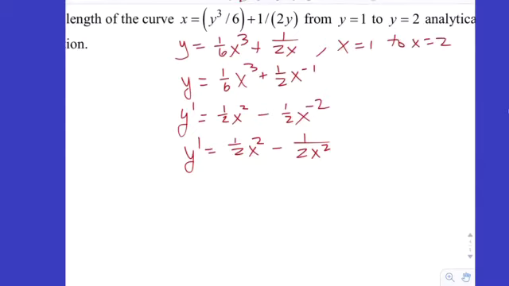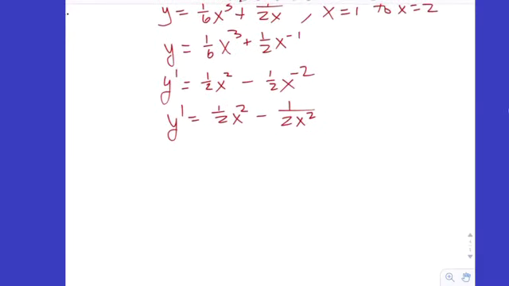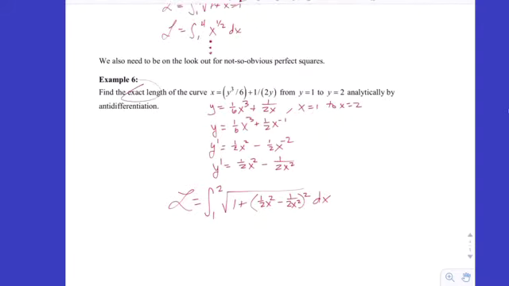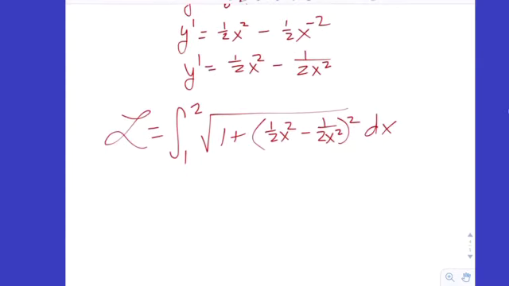I have my interval of integration. I'm ready to go with the arc length. So L is the integral from x equals 1 to 2 of the square root of 1 plus the derivative squared dx. And that's 1/2 x squared minus 1 over 2x squared, squared. Okay, now this one says to find the exact length. That means no calculator. All right.